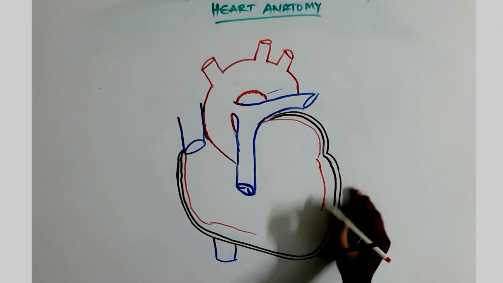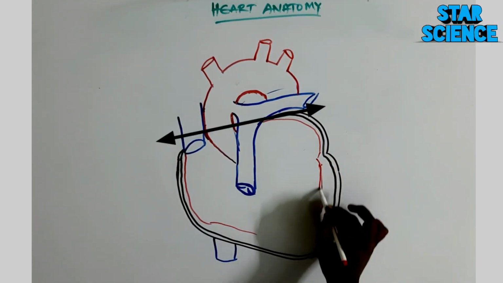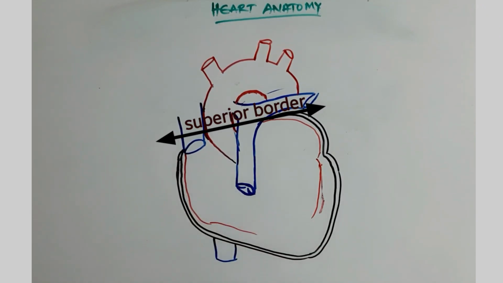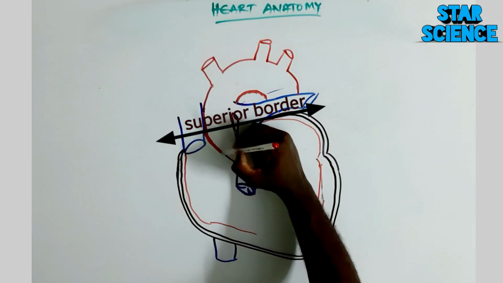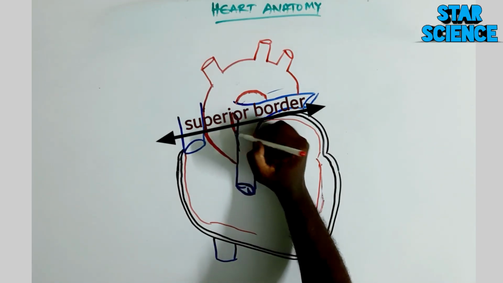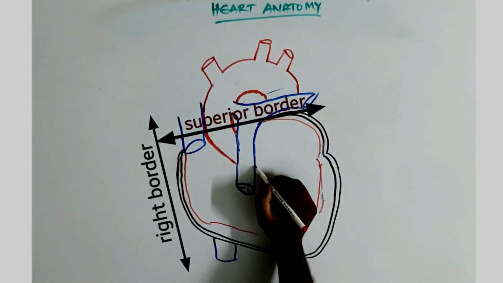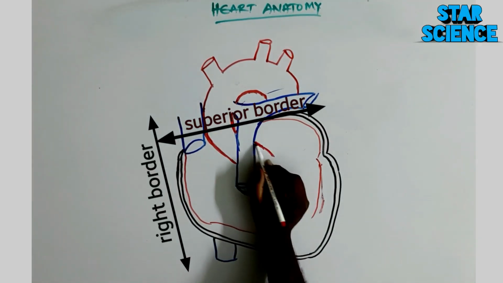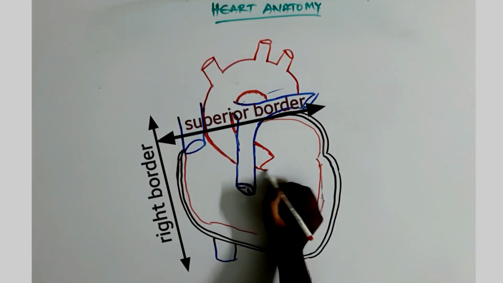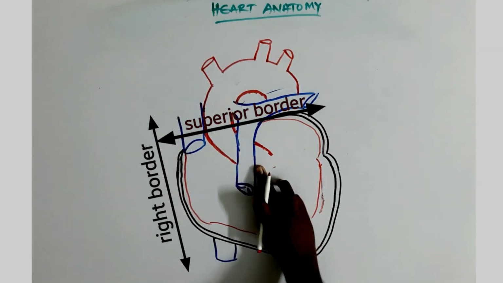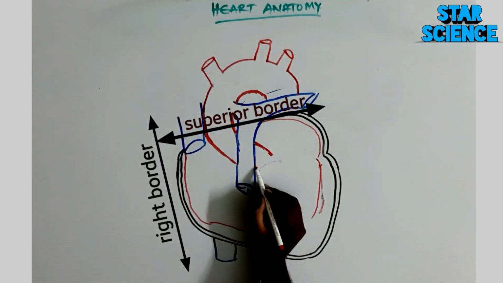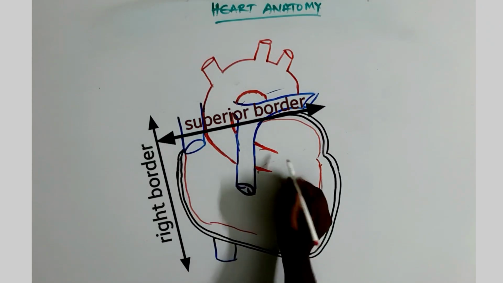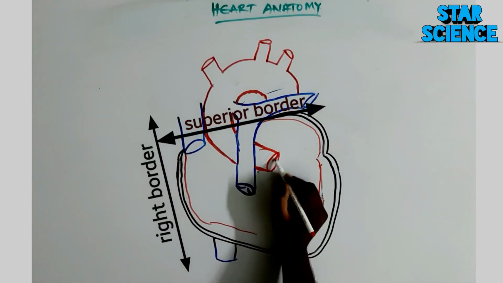firstly, the upper border: it is slightly oblique and it is formed by the two atria. And the right border is more or less vertical and it is formed by the right atrium, and it extends from the superior vena cava to the inferior vena cava. The right border is from the superior vena cava to the inferior vena cava.